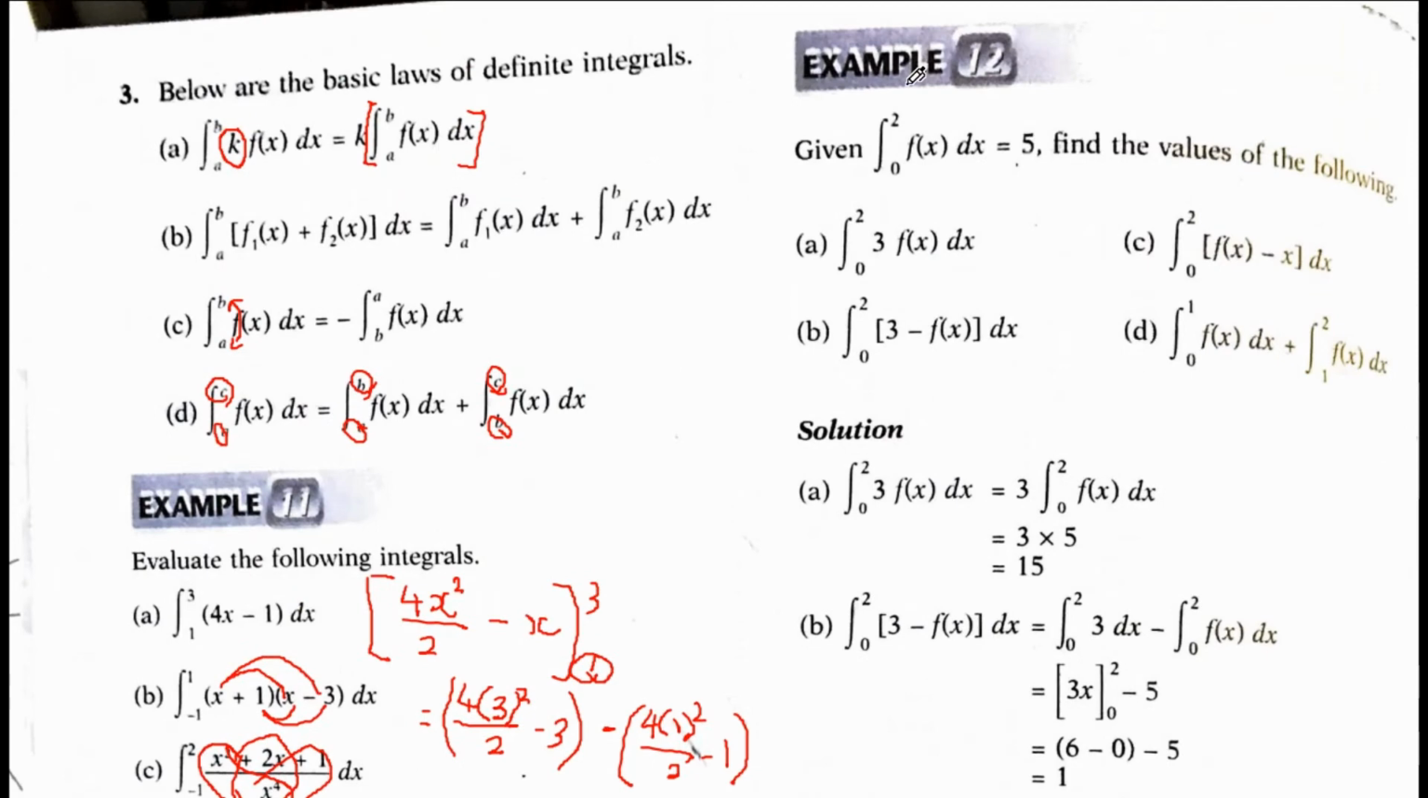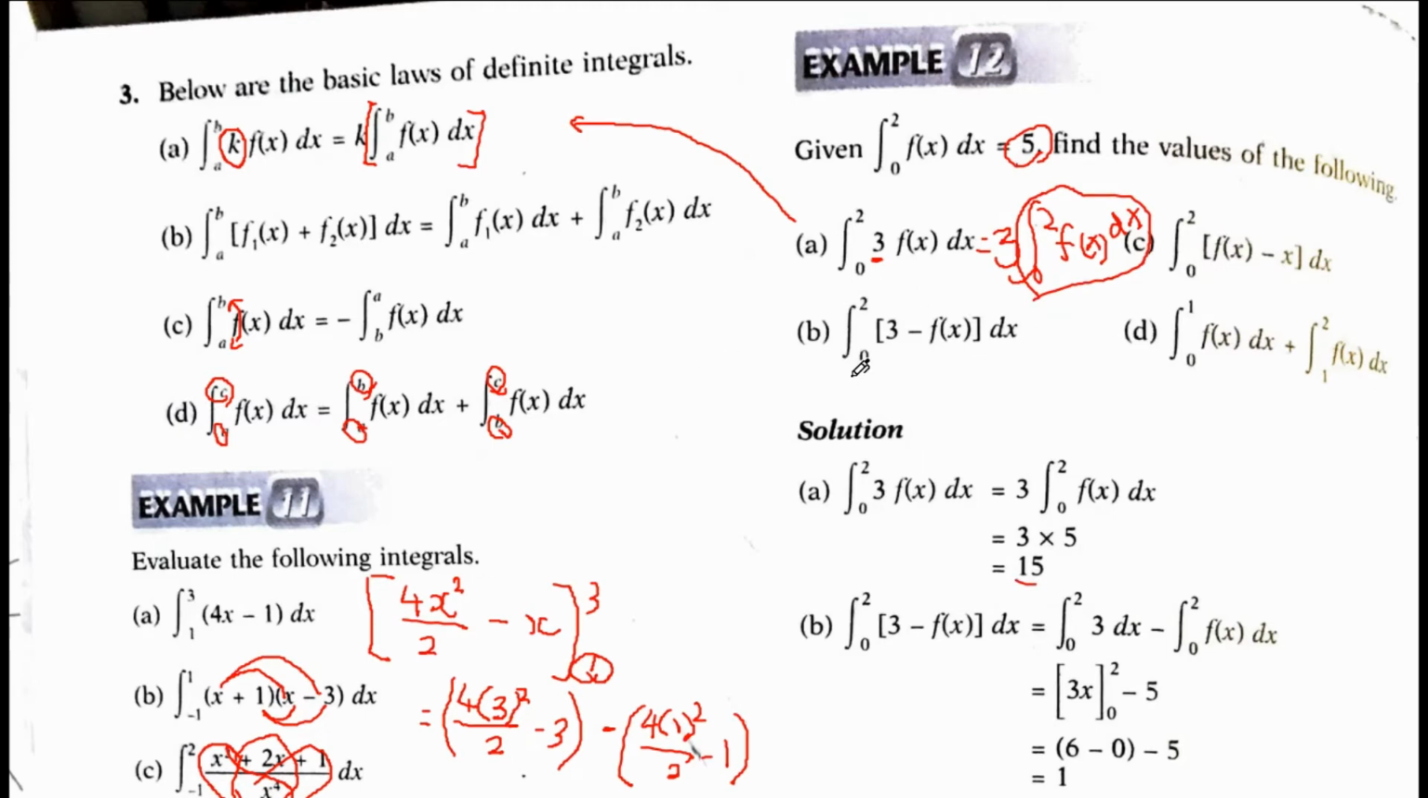Okay, so another example, example 12. Given integrate 0 to 2 f(x) dx equals 5. Find the values of the following. A. Integrate 0 to 2 3f(x) dx. So 3 here is a constant. By using the first rule, we can put 3 outside, integrate 0 to 2 f(x) dx. Integrate from 0 to 2 f(x) dx is given. This is 5. So just 3 times 5, you will have 15.